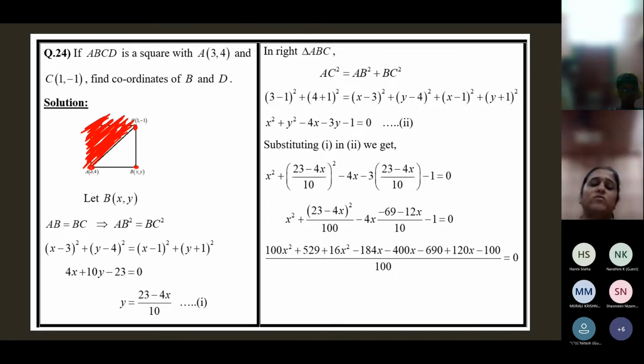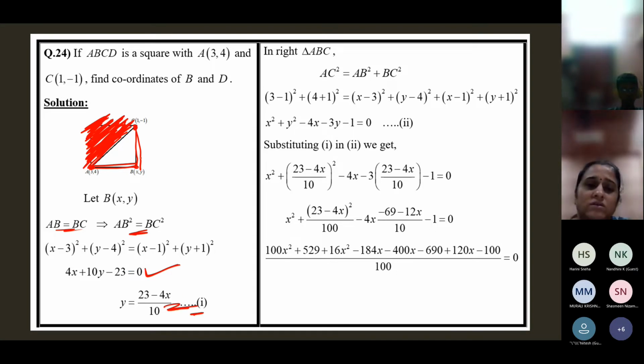So now what condition can you create? AB is equal to BC, because in a square all sides are equal. So AB square is equal to BC square. You know the distance formula and all that. We get this equation. Just hold on, I'll tell you why we have written this. That's the only thing you can say: AB is equal to BC, so AB square is equal to BC square. Work that and you get an equation in X and Y.